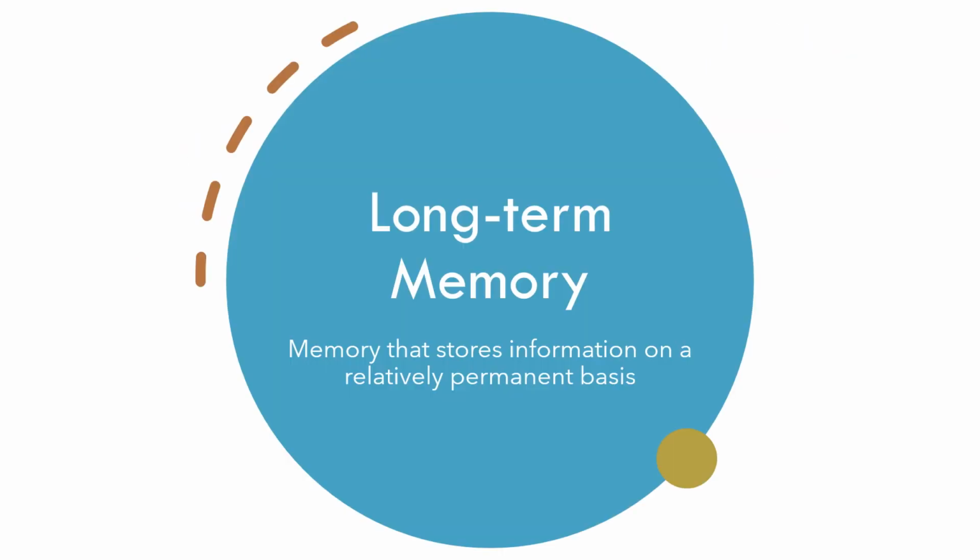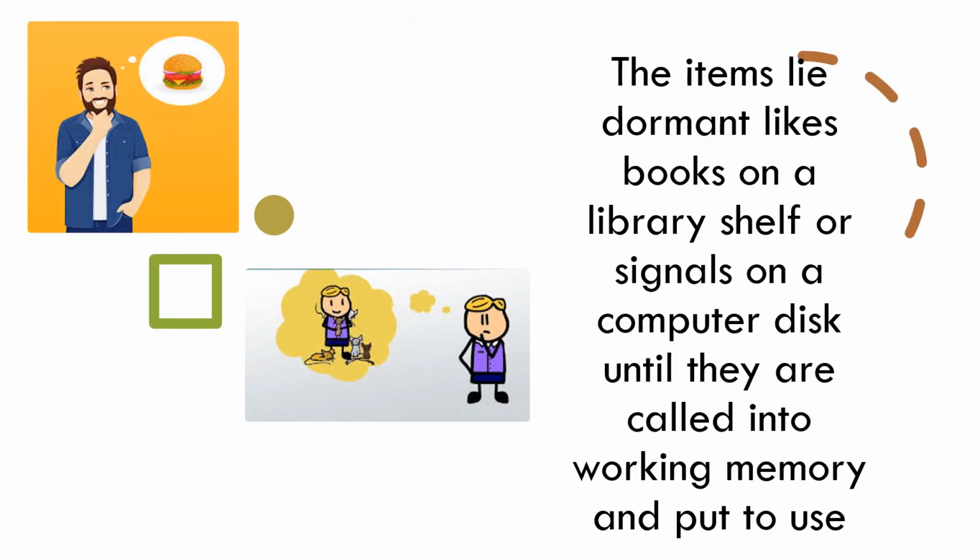And then we have long-term memory, memory that stores information on a relatively permanent basis. Once an item has passed from sensory memory into working memory, it may or may not then be encoded into long-term memory. Long-term memory corresponds most closely to most people's everyday notion of memory. It is the stored representation of all that a person knows. As such, its capacity must be enormous.